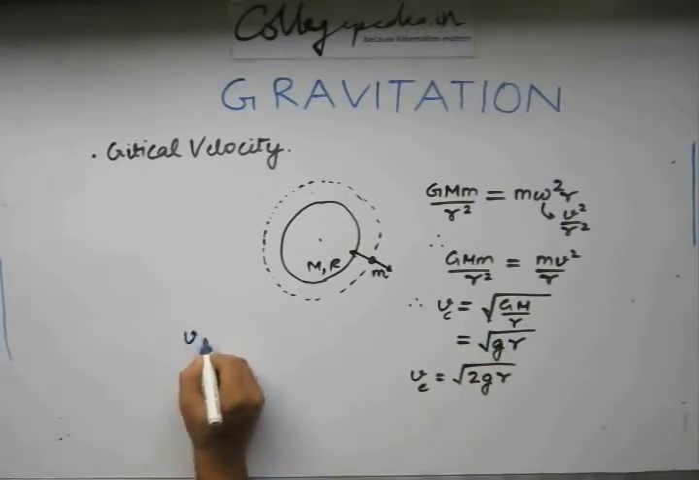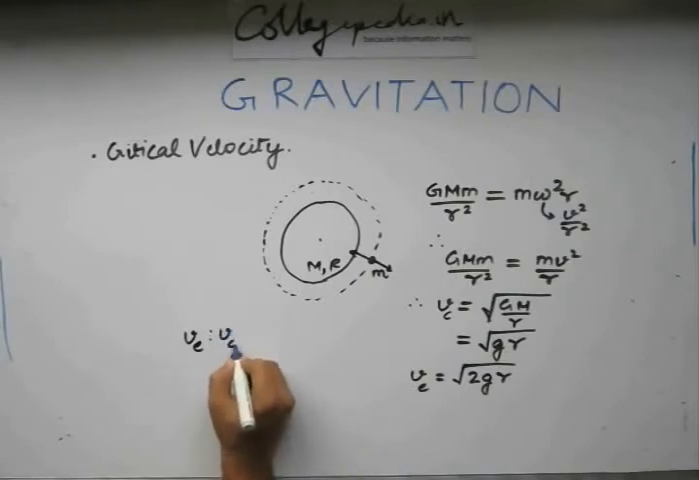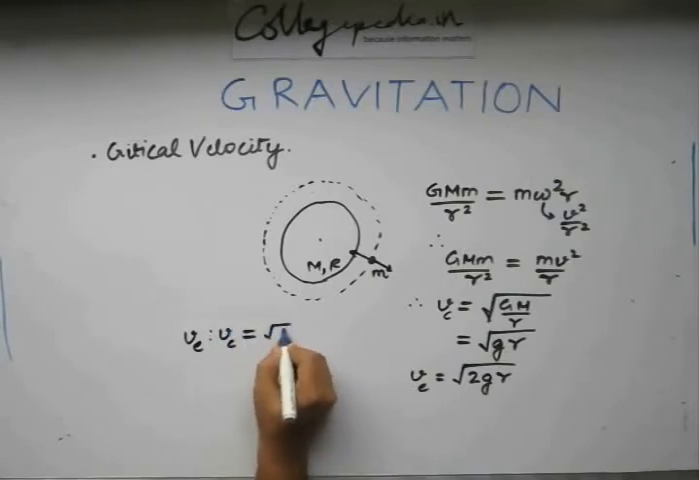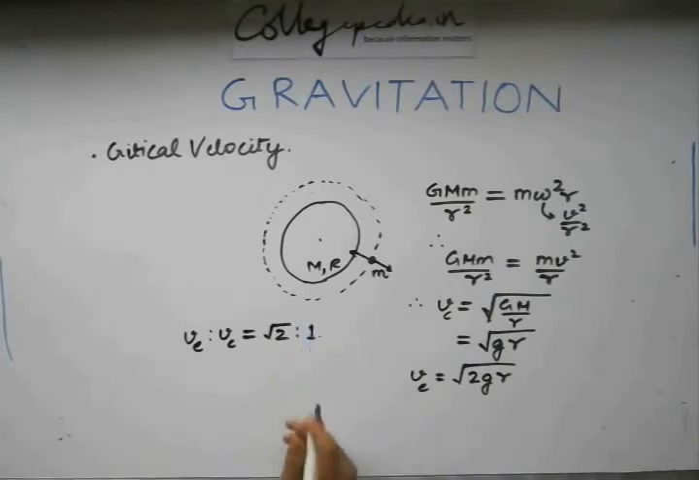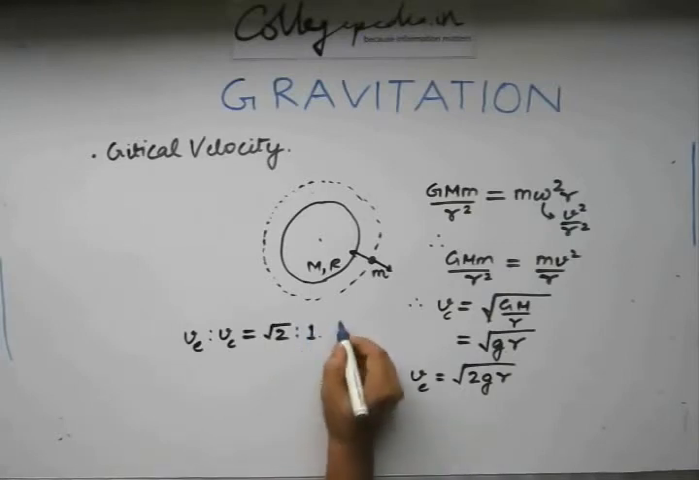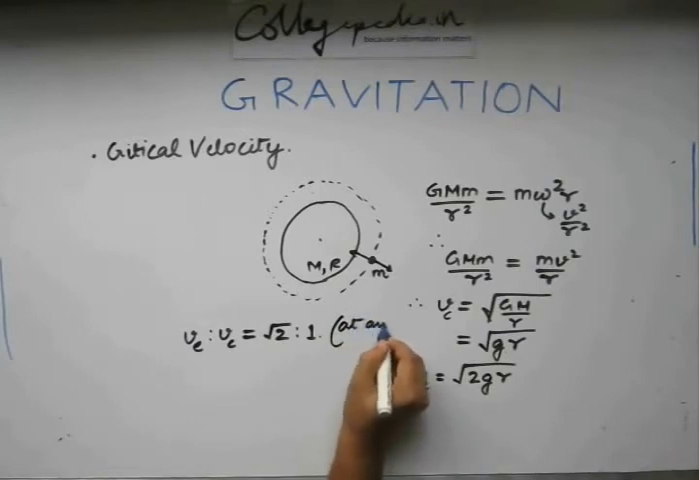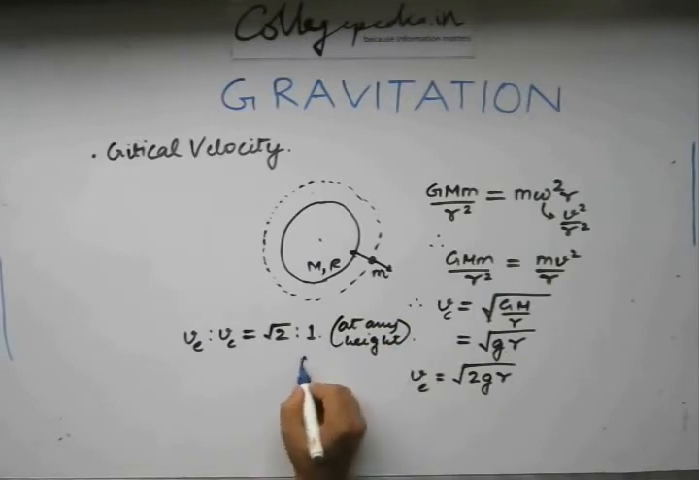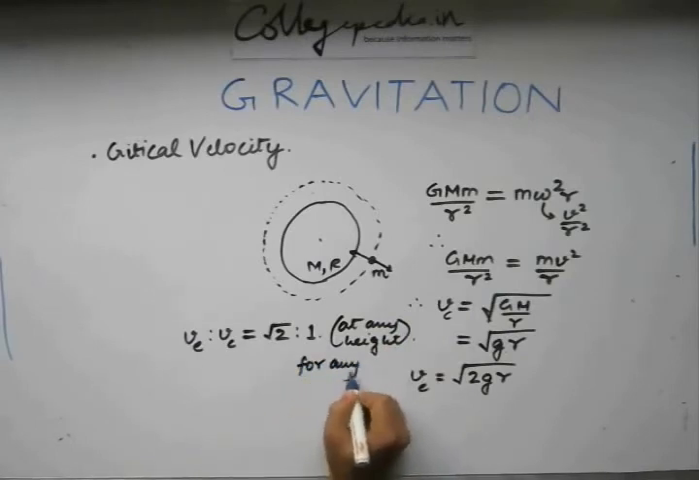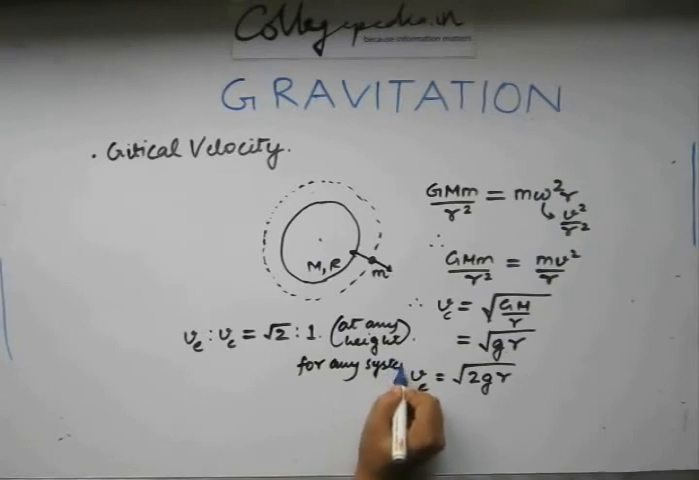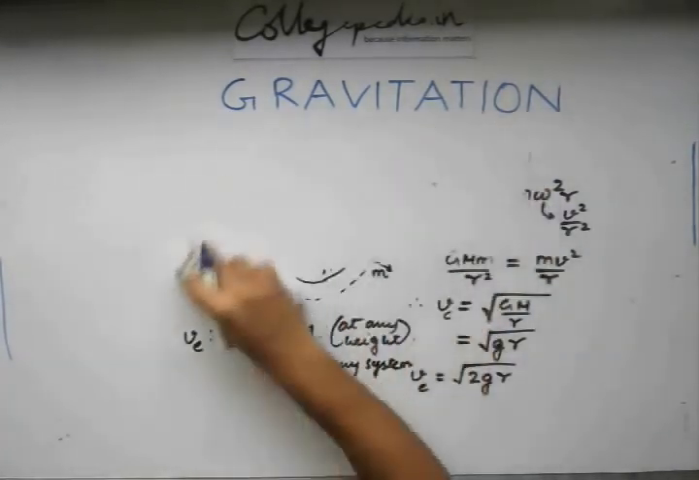Now, if you are supposed to find out the ratio of the escape velocity and critical velocity, you will find that the ratio comes out to be root 2:1. This is valid at any height and this is valid for any system. This is the concept of critical velocity. Next, look at the concept of geostationary satellites.